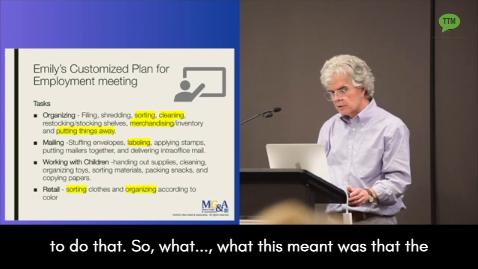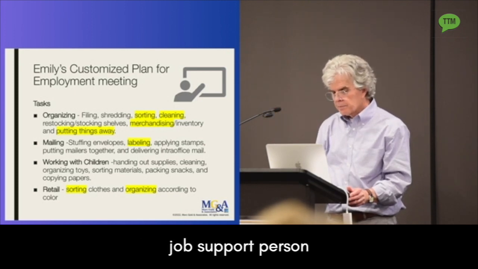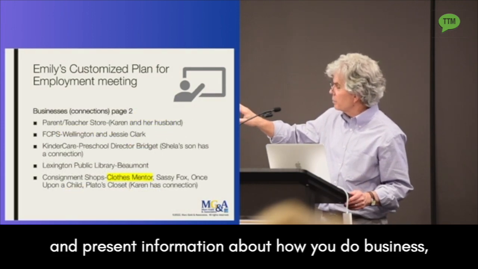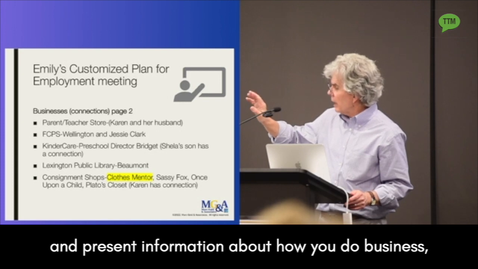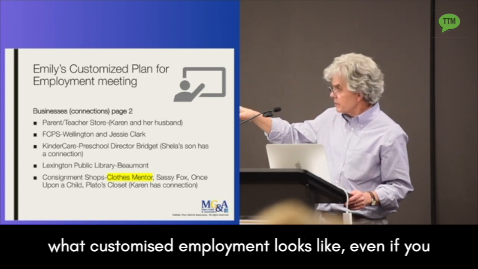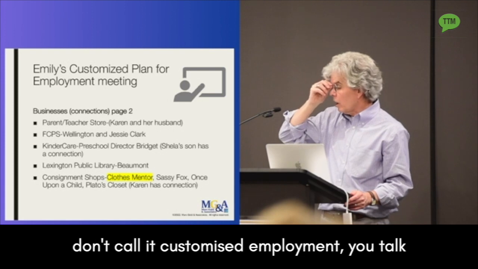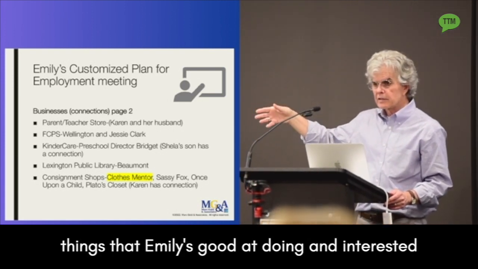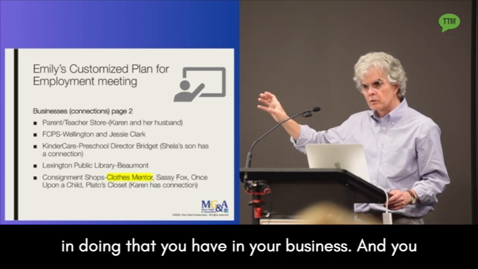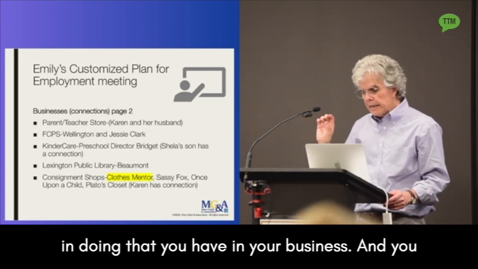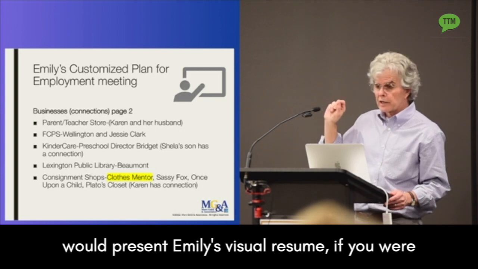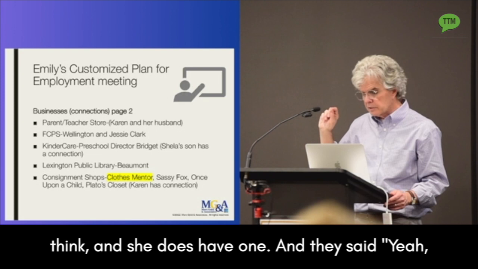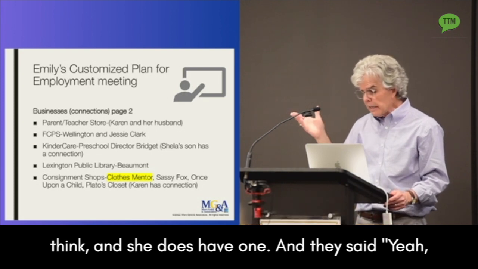So what this meant was that the job support person would go to the business and present information about how you do business, what customized employment looks like, even if you don't call it customized employment. You talk about the concept. We're interested in finding things that Emily's good at doing and interested in doing that you have in your business. And you would present Emily's visual resume, if you were using a visual resume, and you would with Emily, I think, and she does have one. And they said, yeah, that sounds interesting.